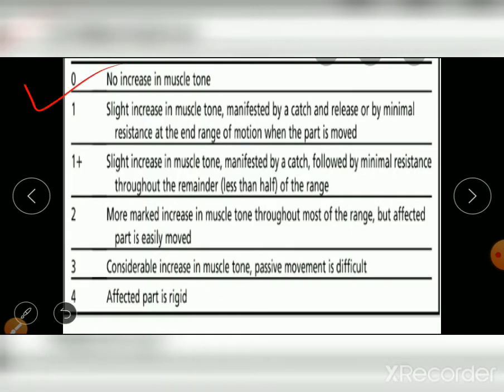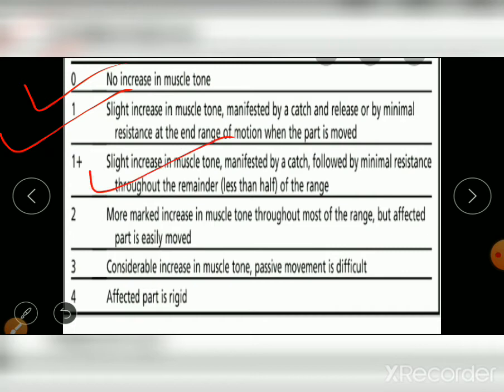If the grade is 0, there is no increase in muscle tone. That is normal. Grade 1 is a slight increase in muscle tone manifested by a catch and release and by minimal resistance felt at the end of the range of motion during part of the movement.